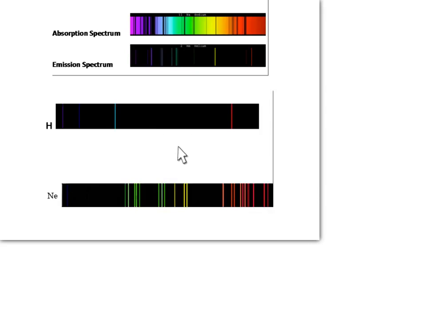And so it's kind of cool. It's kind of like fingerprinting for elements, and it's used to identify unknown substances.